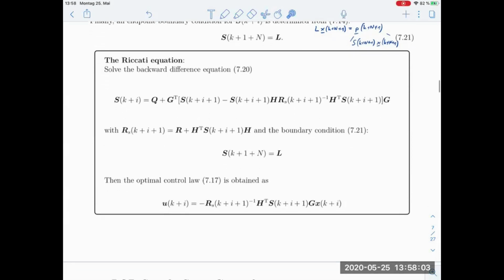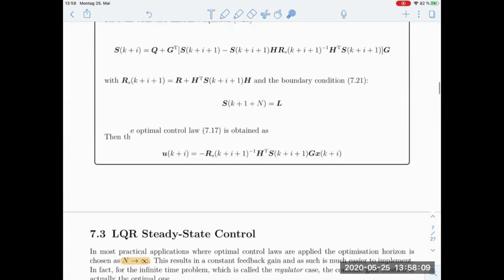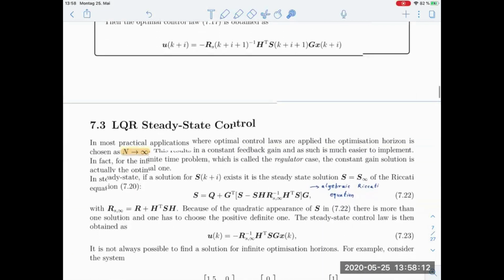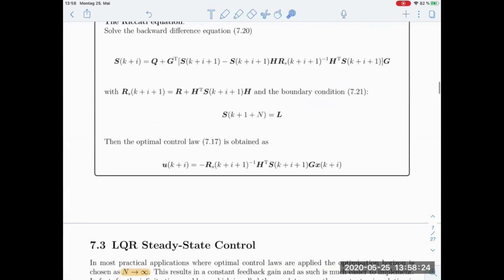Before specializing that further and vastly simplifying it, and that's actually what we'll do right away, let's have a short look here. What happens when this horizon becomes longer and longer? Seemingly, when you look at this method, you would need more and more steps to arrive at s of k plus 1 and evaluate u of k.